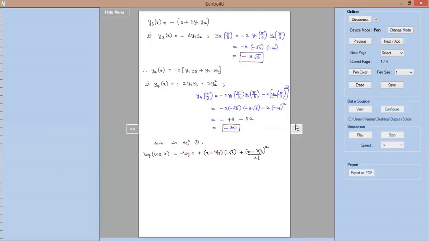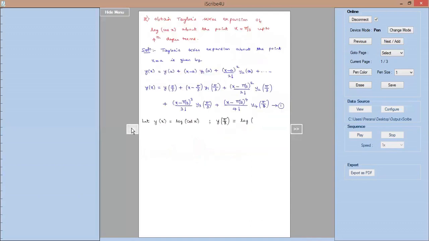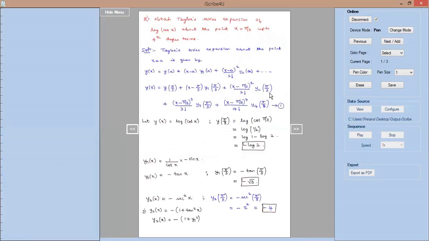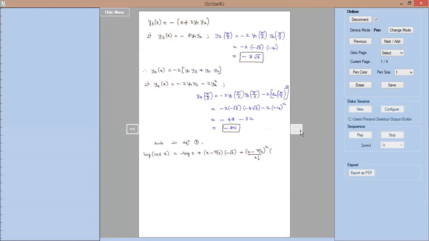Plus x minus pi by 3 the whole square divided by 2 factorial into y2 of pi by 3, which is minus 4, plus x minus pi by 3 the whole cube divided by 3 factorial, which is 6, into minus 8 root 3, and the last term x minus pi by 3 the whole power 4 divided by 4 factorial, which is 24, into minus 80.